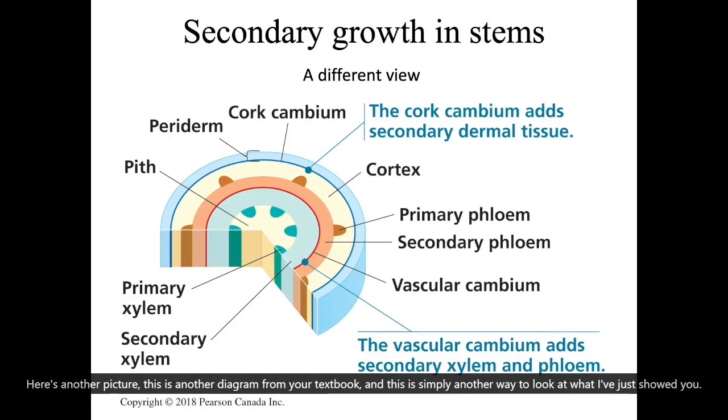Here's another picture. This is another diagram from your textbook, and this is simply another way to look at what I just showed you. So it's more of a three-dimensional viewpoint. You can see here the periderm, you can see the pith in the center, and you can see the primary xylem and the primary phloem have been split by the vascular cambium and the two tissues that it makes.